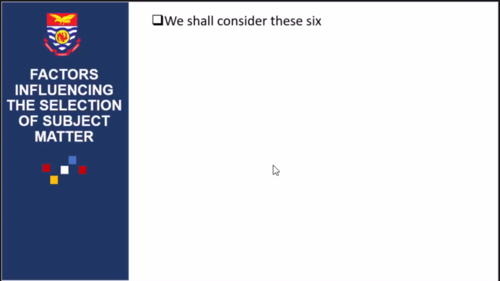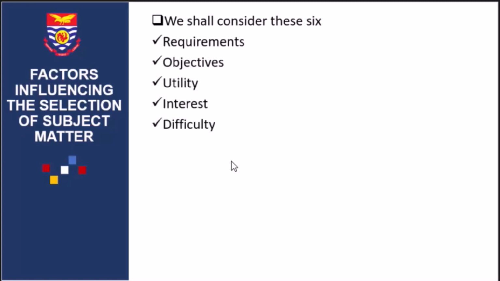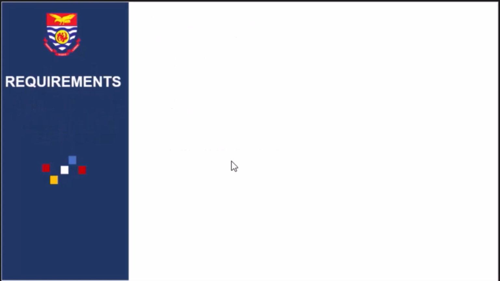In this session, we shall consider six factors that influence the selection of subject matter in mathematics, and they include the following: requirements, objectives, utility, interest, difficulty, and authoritative judgment. Let's take them one by one and look at what we mean.